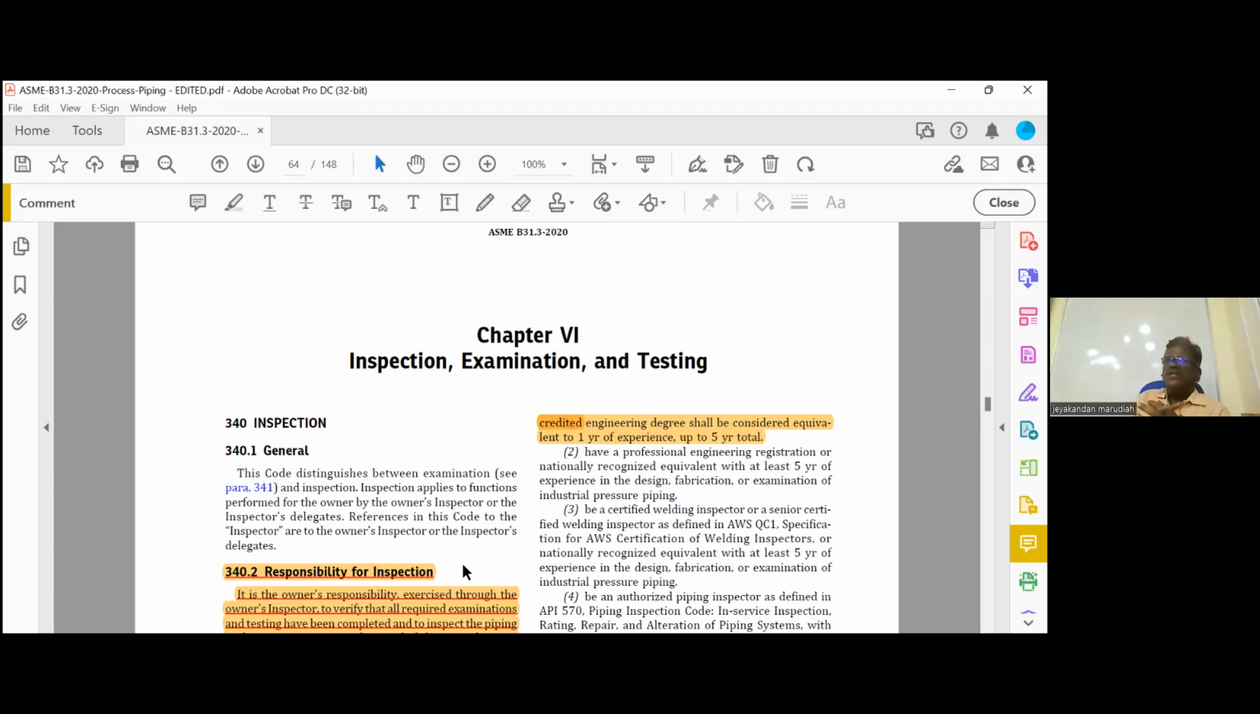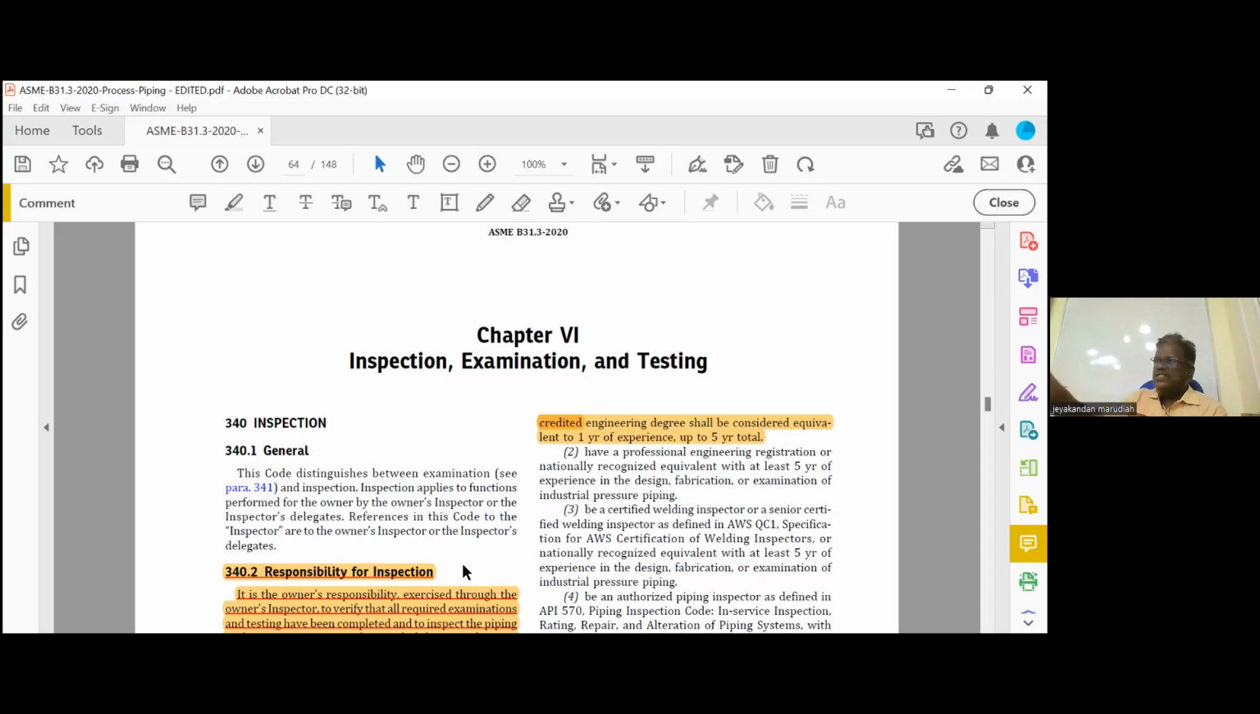Okay. Now coming to the PT, MT, RT, UT, we have to follow ASME Section 5. UT acceptance criteria, they never ask in the exam. PT and MT also, they never ask in the exam. But I will say what the PT and MT acceptance criteria are.